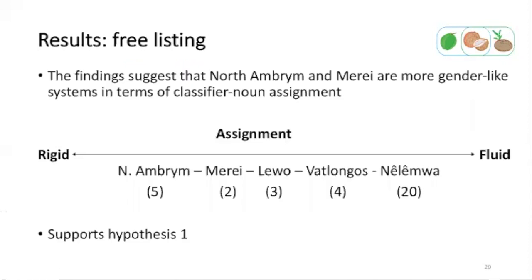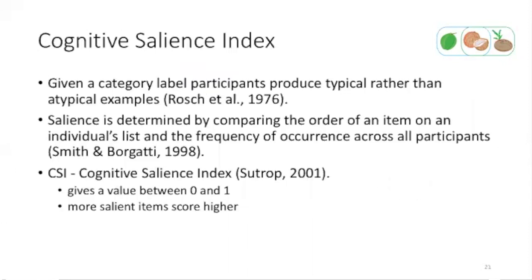So the findings suggest that North Ambrym and Merei are more gender-like systems in terms of classifier noun assignment. So we get a nice cline here, from a more rigid assignment system on the left to a more fluid assignment system on the right. And so we have support for our first hypothesis.